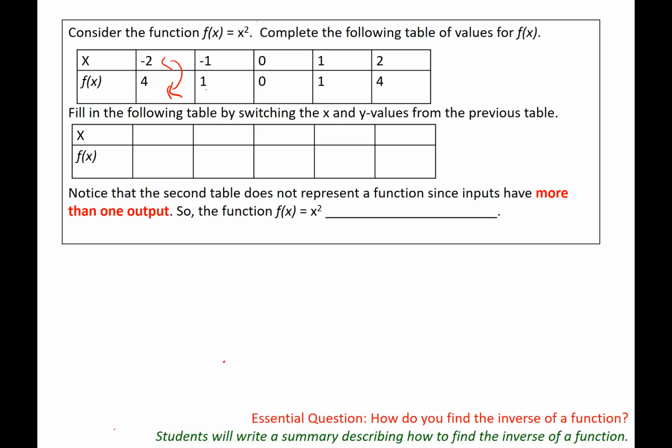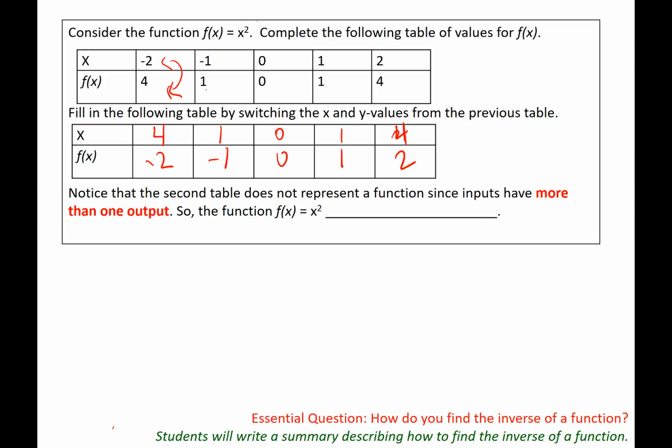I'm going to use a different color. Or not. So I'm going to put the 4 on top and the -2 on the bottom, and the 1 on top and the -1 on the bottom. And 0 and 0, 1 and 1, 4 on the top, 2 on the bottom. So notice the second table does not represent a function since its inputs have more than one output.